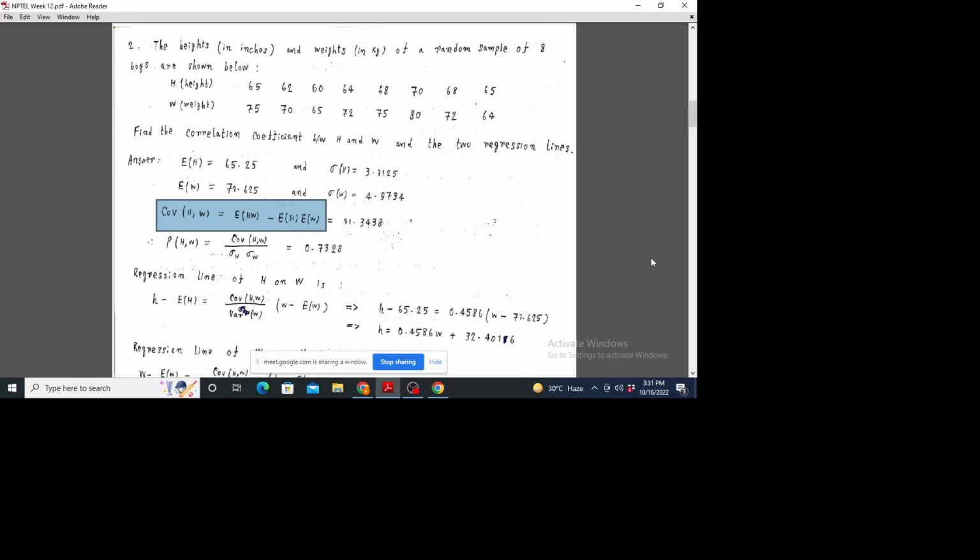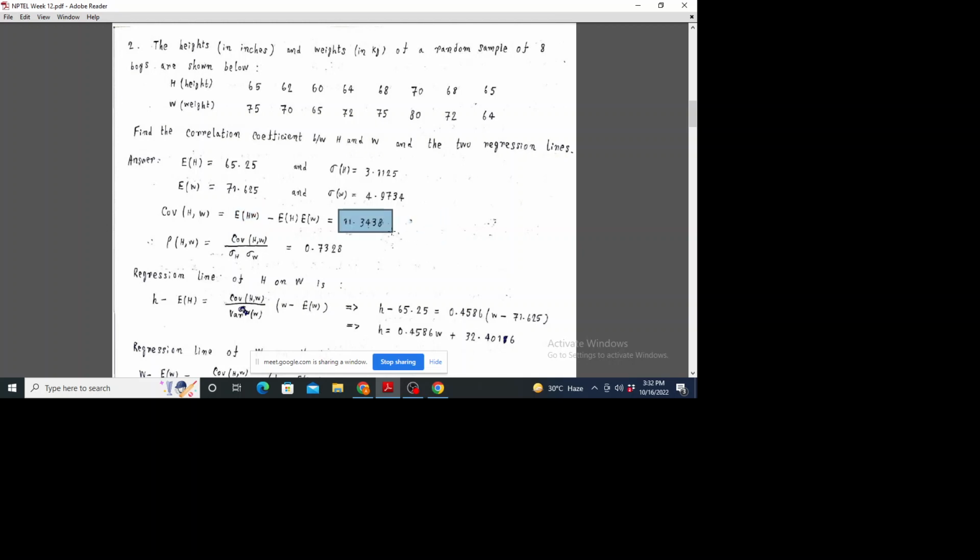Sir, we will multiply each term and find the mean. Yes, you will multiply each of them, like 65 multiplied by 75, one by one, sum them, and divide by 8. So then 62 multiplied by 70, and so on up to 65 multiplied by 64. Add these and divide by 8. That will give you EHW, and you already know EH and EW. If you calculate this, you will get this result.